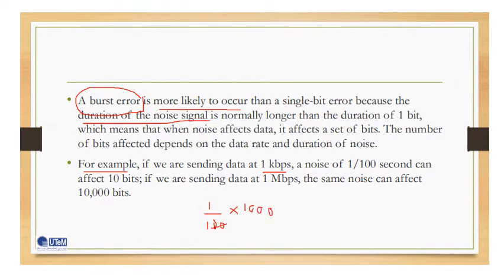So cut this one and cut this one. So the answer is 10 bits. Okay, so if you are sending 1 megabit per second, it's the same: 1 over 100 multiplied by 1 million. So the answer is 10,000 bits.